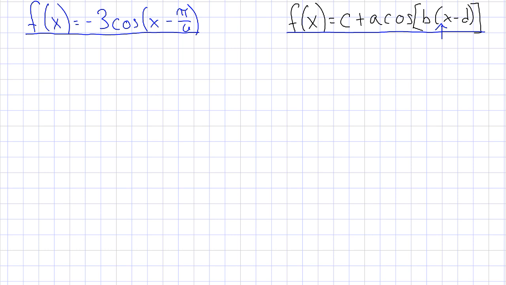I will handle each of the 4 numbers individually. So a is the coefficient for my cosine. For me, this is -3. So this is the amplitude, and the amplitude is 3. And the fact that this value is negative means that I am flipping it over the x-axis.